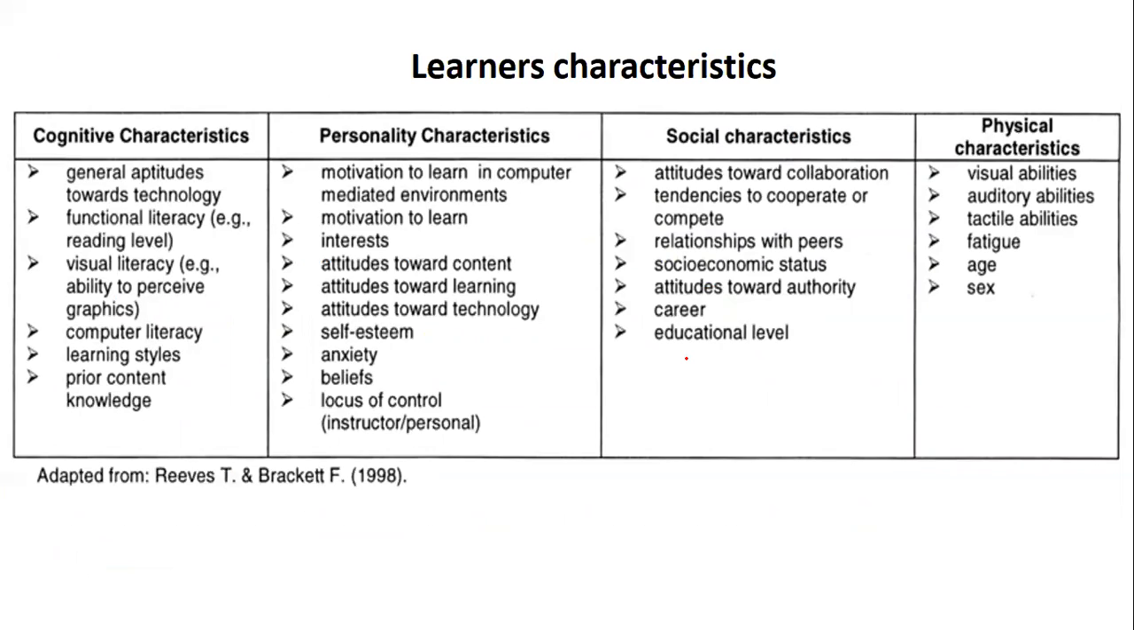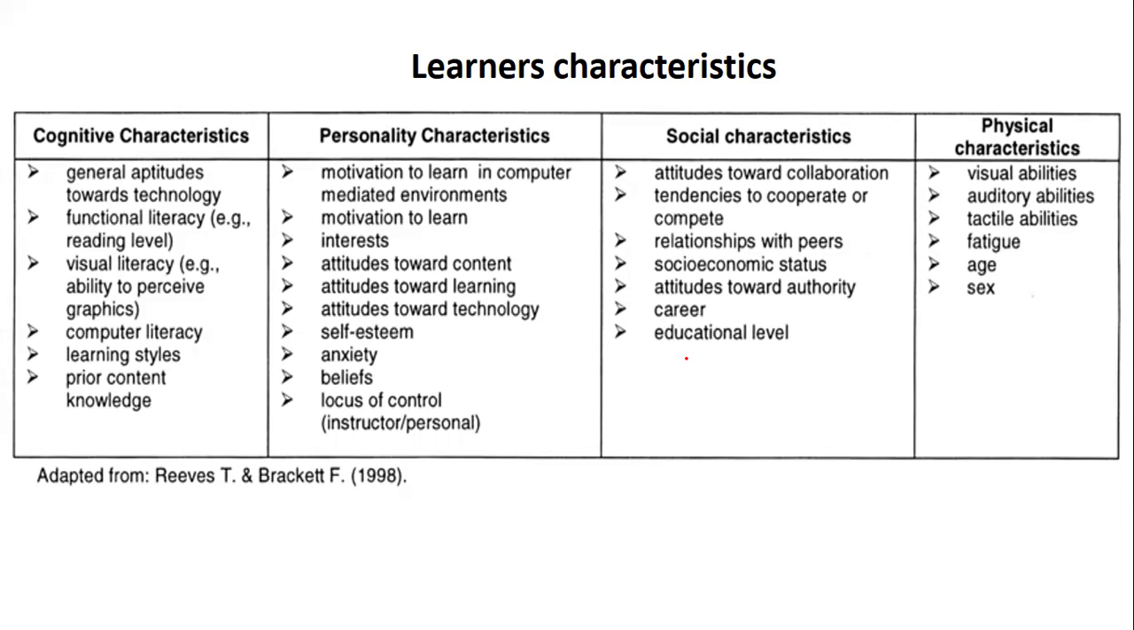Learners' characteristics. Learners' characteristics are divided into cognitive, personality, social, and physical characteristics. When we take cognitive, the mind plays an important role with respect to aptitude, technology, and literacy, whether it is visual literacy, functional literacy, or computer literacy, including the learning styles and the prior knowledge. When we talk about personality characteristics, it includes the attitude towards the content, self-learning, self-esteem, self-belief, anxiety, locus of control, and motivation. When we talk about social characteristics, it includes relationship with peers, socioeconomic status, attitude towards authority, level of education, and the career.